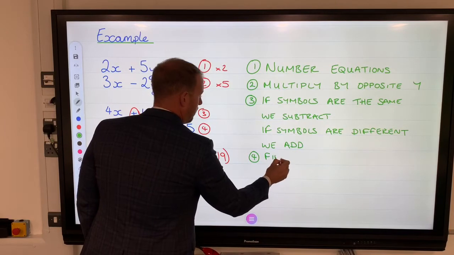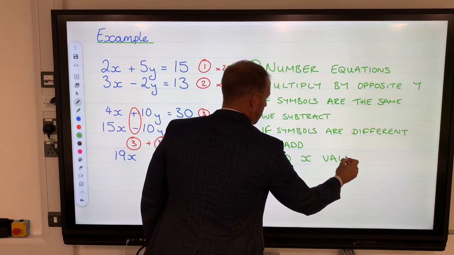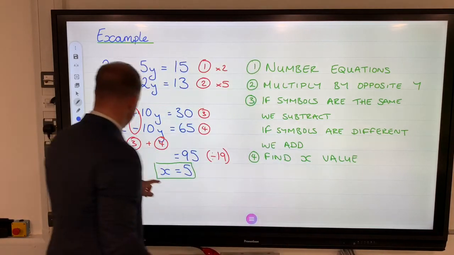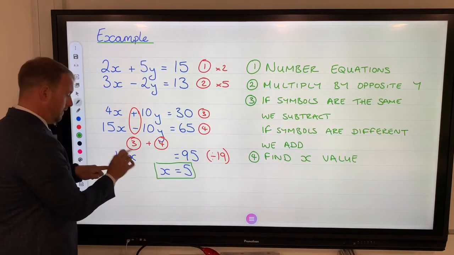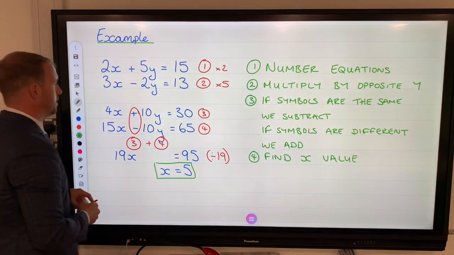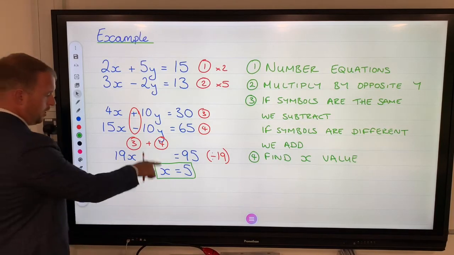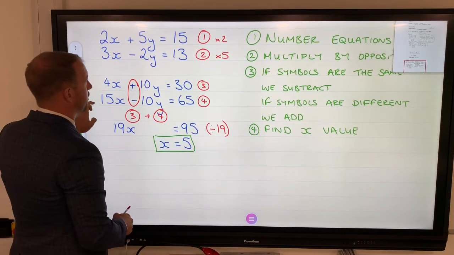So I'm going to put here, find x value, which is this step here. Okay, well, we use the inverse to solve. To divide by 19, 19 goes into 95 5 times. Okay, so we've got 4 steps there. We're halfway through. We found a value for x. We need to find a value for y.